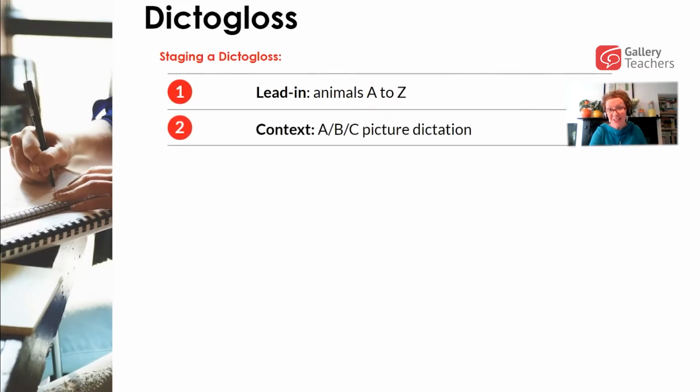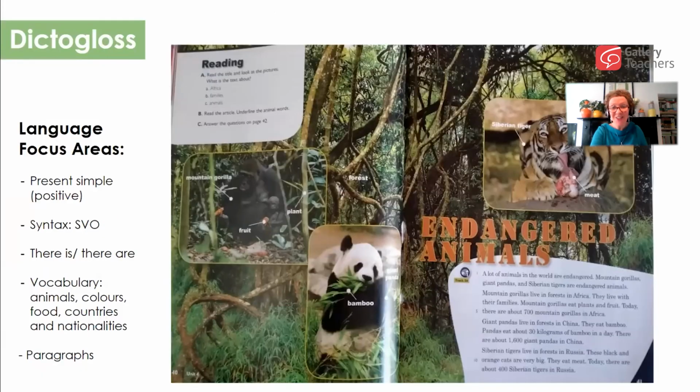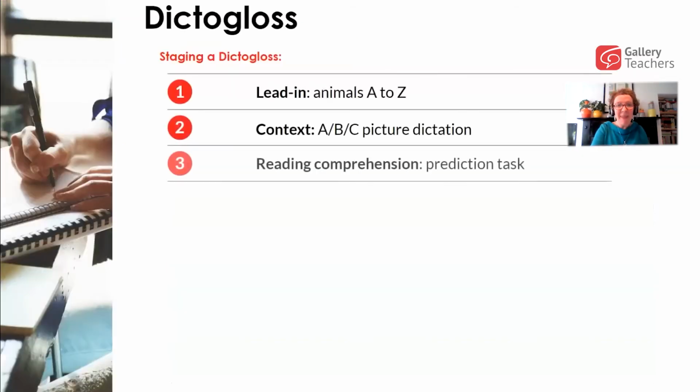Again, I was thinking, well, this session's about dictation. So for context, I could use a picture dictation. I've got 3 animals. We've got the gorilla, the panda, and the tiger. So I could give student A a picture of the gorilla, student B the picture of the panda, and student C a picture of the tiger, and they would have to describe their animal to each other, right? Then I would do a prediction task, or it could be a gist task. It could be a kind of scanning task of what animals do they hear about. But again, the idea is make sure that students have understood the text before you start looking at the language.